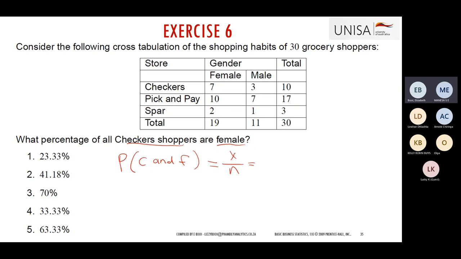How many? 7 divided by 10. Nope, grand total. But is this not based on the specific store and not the total of the shoppers? Nope. We need to calculate the probability of Checkers shoppers that are female. So, remember, the probability of Checkers and female is given by observations satisfying divided by how many there are, which equals 0.2333. If I multiply that by 100, then it will give me the percentage of Checkers shoppers who are female.